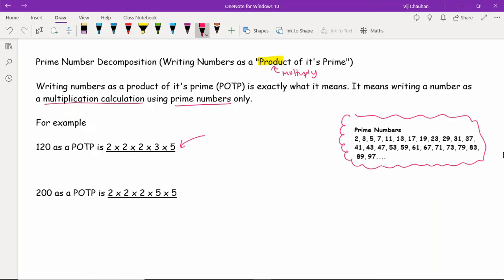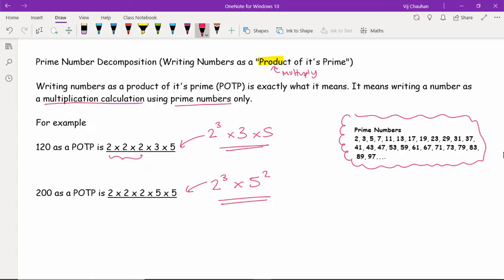Now, as you can see, we've got the numbers written in numerical order going from smallest to largest, but when you have more than one of the same number, we can write this using indices. So I can write this as 2 cubed, as I've got three 2s, so the quantity comes as a power, times 3 times 5, and you can also write your answer like this. Now 200 as a POTP can be written as 2 times 2 times 2 times 5 times 5, which could be written as 2 cubed times 5 squared, and there you go.